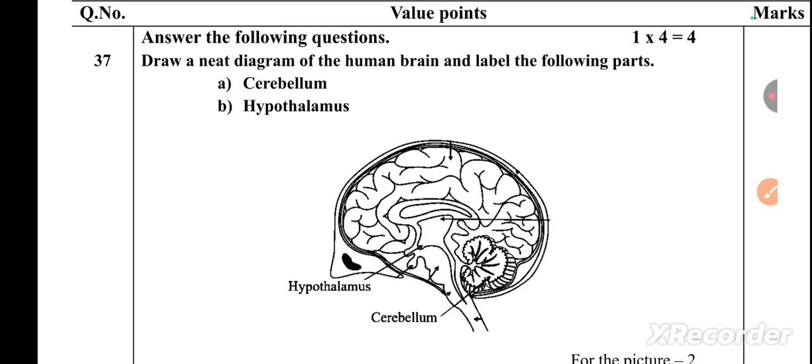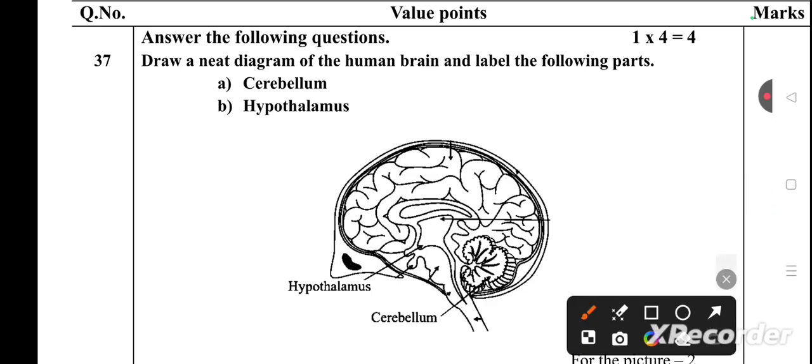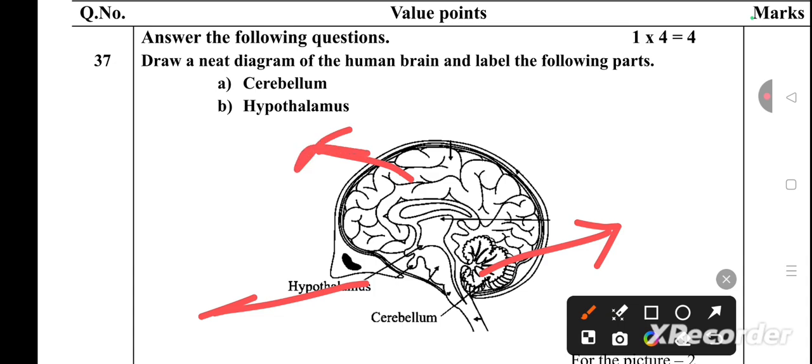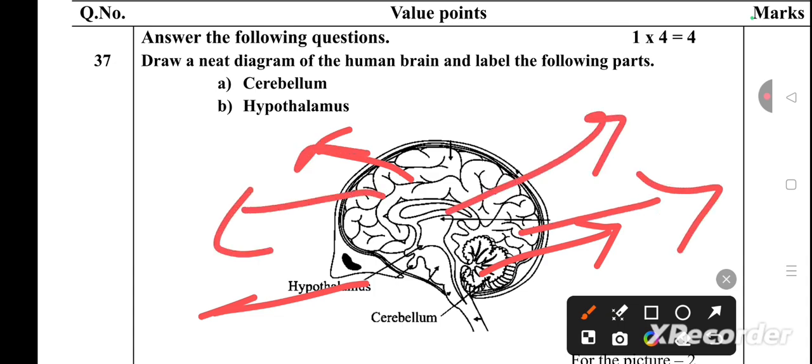37th question. It's a 4 mark question. Draw a neat labelled diagram of a human brain and label the parts; they asked to mention the parts cerebellum and hypothalamus. See here, the cerebellum is there. Then this is the hypothalamus. This is the cerebrum, midbrain. This part is hindbrain, forebrain.